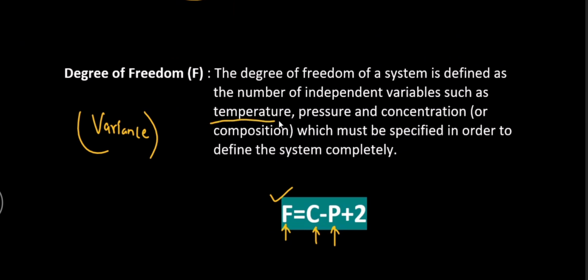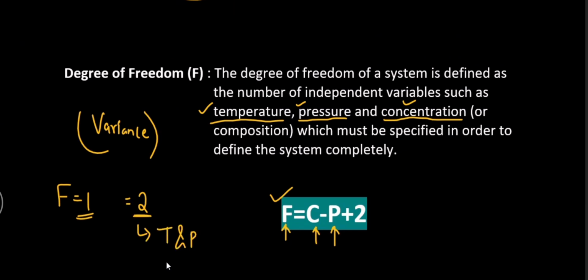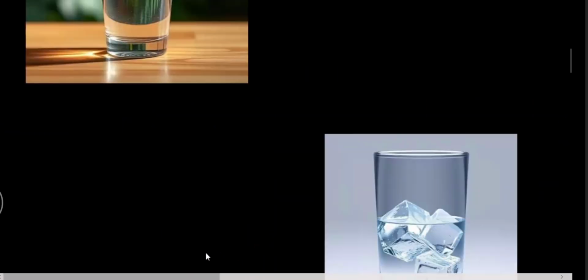Whether temperature would be sufficient, or we need temperature as well as pressure, or we need all three: temperature, pressure, as well as concentration. For example, if I am getting the value of F as 1, this indicates that the system will require either temperature or pressure or concentration. Any one independent variable would be required. If it is coming out to be 2, this indicates that it will require temperature and pressure or temperature and composition. It means two independent variables would be required to define that system. Now let us understand all these terms with the help of some examples.